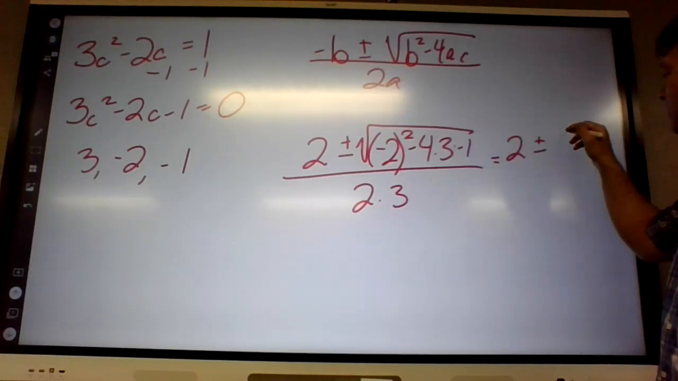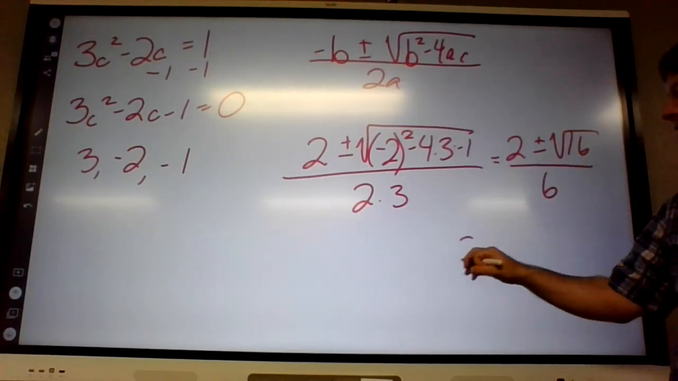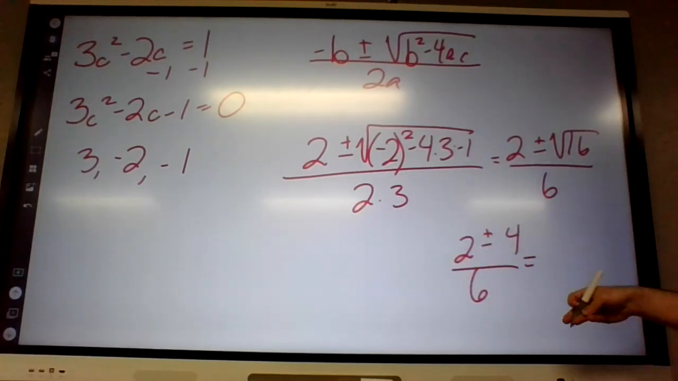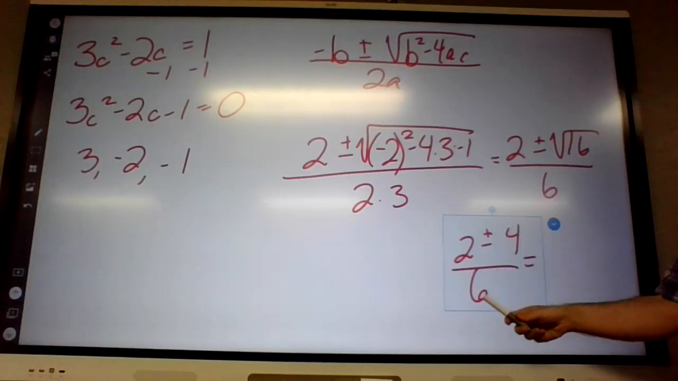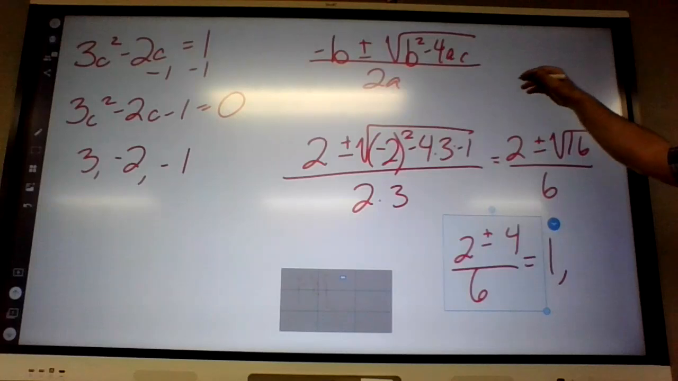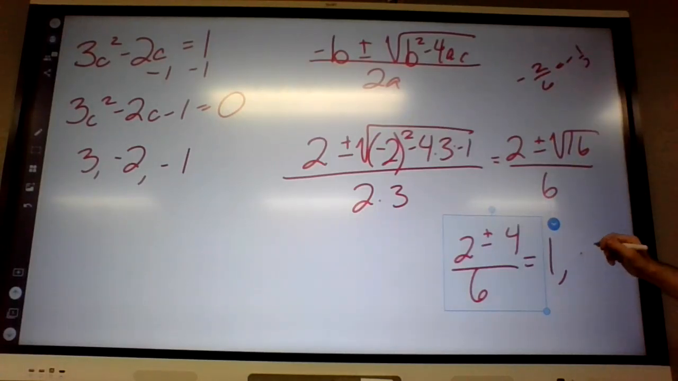Okay. This one comes out as square root of 16. What's the square root of 16? 4. So this one is going to simplify completely. 2 plus 4 divided by 6 is 1. 2 minus 4 is negative 2, divided by 6. Negative 1/3.